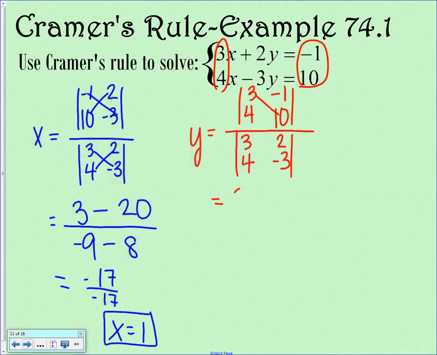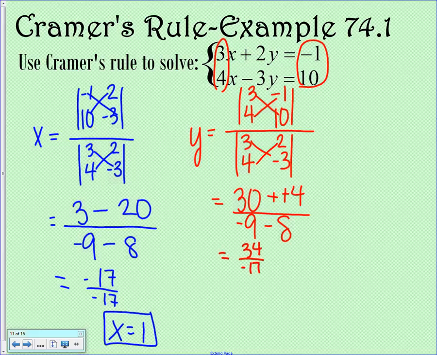So that would be 3 times 10, 30, minus the negative 4. And then we have negative 9 minus 8. So 30 plus 4 is 34 over negative 17, which equals negative 2. So our y value is equal to negative 2. So that's how you would use Cramer's rule to solve. Now, a lot of times they're only going to make you solve for one variable. They're not going to make you solve for both, but that's how it would work.